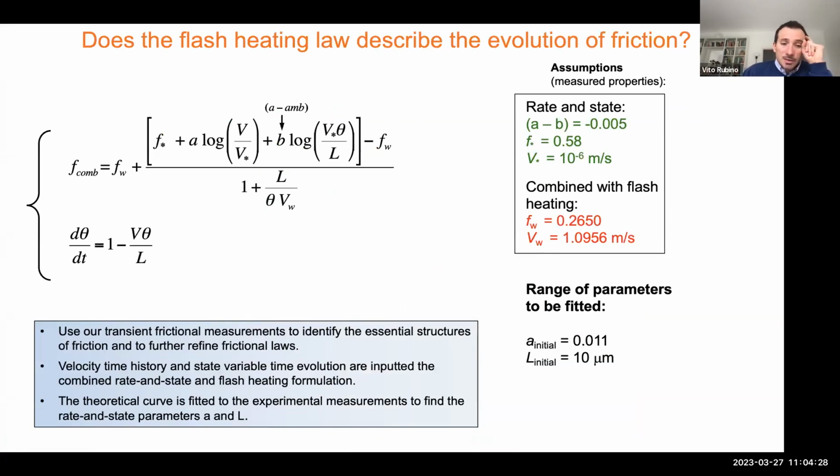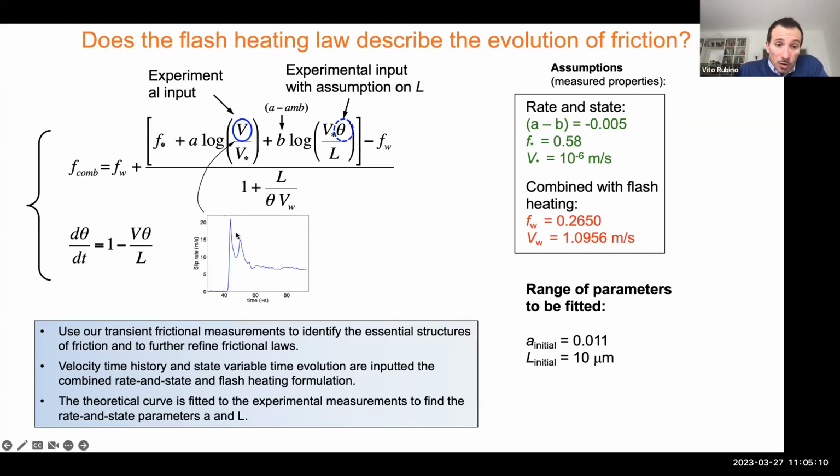So now the next step is to look at the entire evolution. So not steady state, but we take the actual law, and the game here is to take some constraints for the rate and state parameters obtained at low slip velocities, and then use the flash heating parameters, or f_w and V_w, constrained from the steady state analysis that we just did, and then try to see whether we can fit for a and L here of this law in order to capture the full evolution of friction.